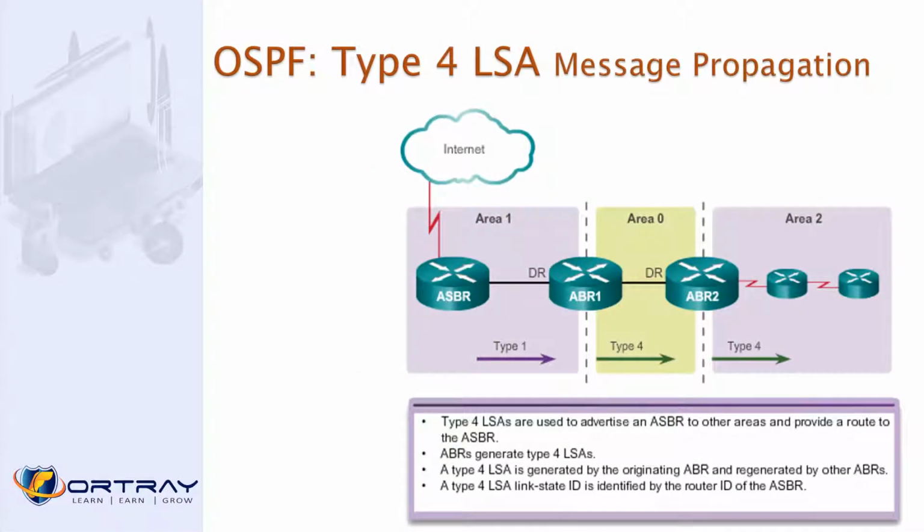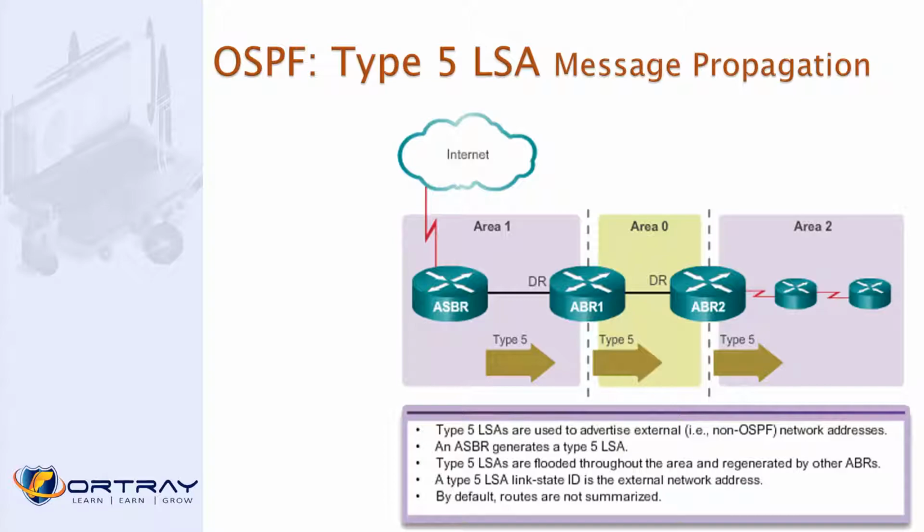Type 4 LSAs are used to advertise an ASBR to the other area and provide a route to the ASBR. The ASBR, as we know, is the router which is connected to the outside world, or any other non-OSPF speaking router. So in that case, they explain the information about the ASBR, where that ASBR is. For example, if this router needs to send traffic to the internet, the traffic will come all the way through and go to the internet. Type 4 LSA is generated by the originating ABR and regenerated by the other ABR. The type 4 LSA link state ID is identified by the router ID of the ASBR.